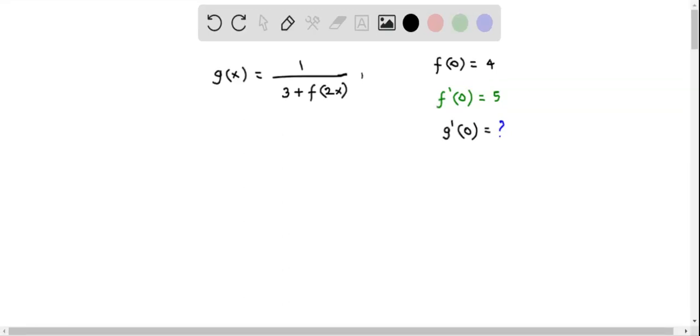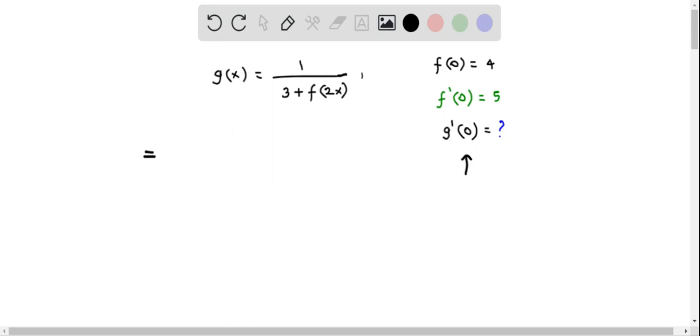In this question, we are given that the function g of x equals 1 over 3 plus f of 2x. And we are given that f of 0 equals 4, f prime of 0 equals 5, and we have to determine g prime of 0. So basically, we have to find g prime of x and then replace x by 0 to get g prime of 0. That is, we should find the derivative of g of x, which is g prime of x.